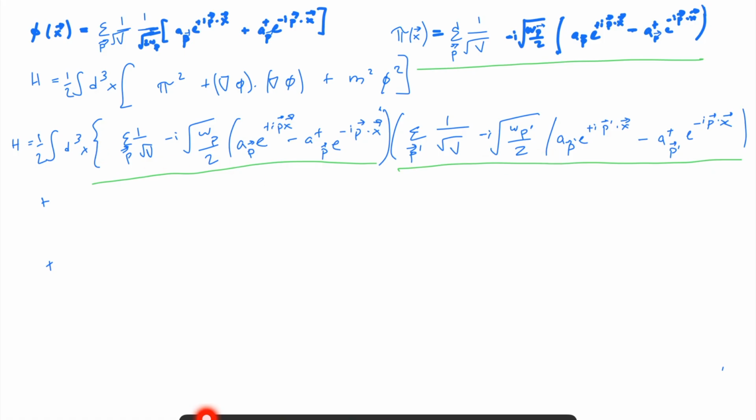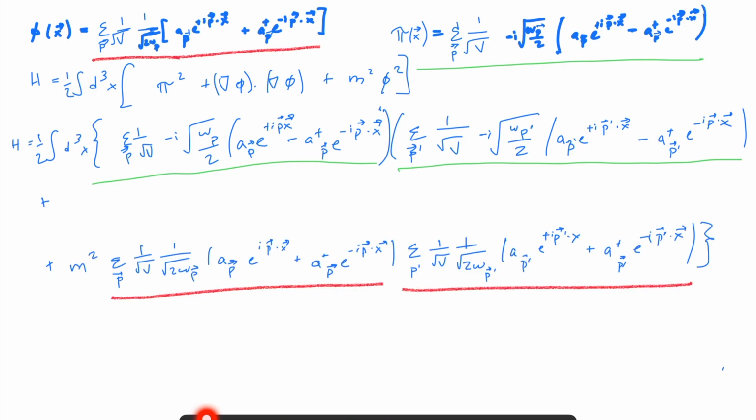This is just a natural expansion. Here's pi of x right over here, and same thing right over here. I just put the same thing in twice because it's a summation over p here and a different summation over p here. I just changed the p to p prime. So that's what this is.